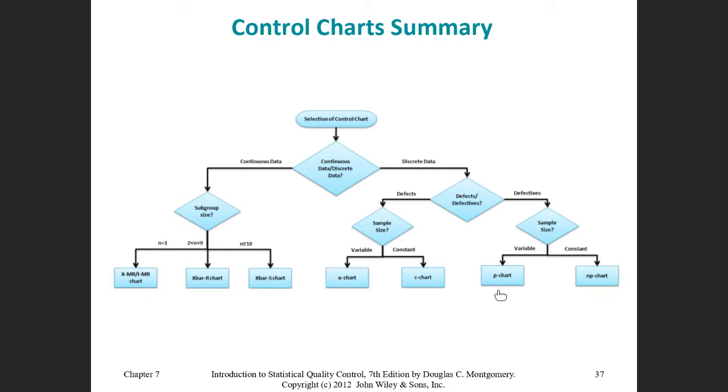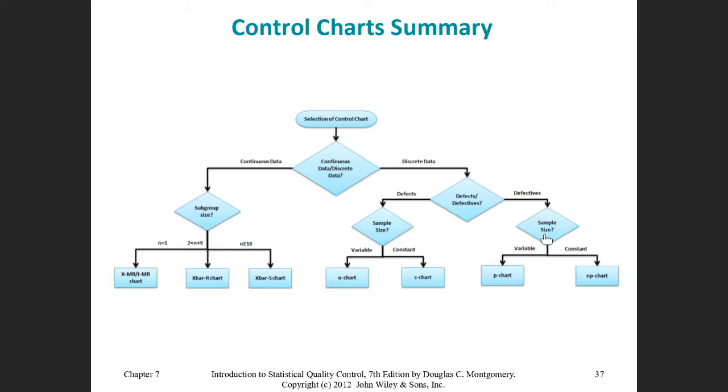As we said, when we talked about the P-chart and the NP chart that follow the defective, the decision criteria here becomes the sample size. Now we have again this third level of decision criteria, which is the sample size. If the sample size is variable, that means it changes from one batch to another, then we select the P-chart.